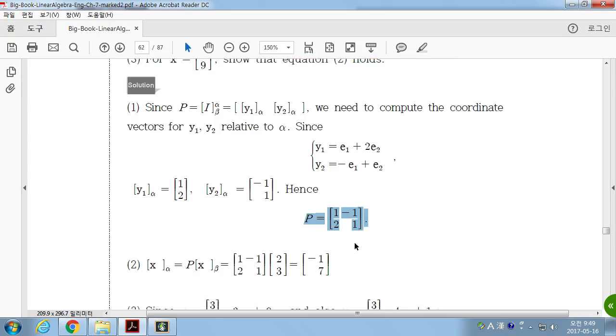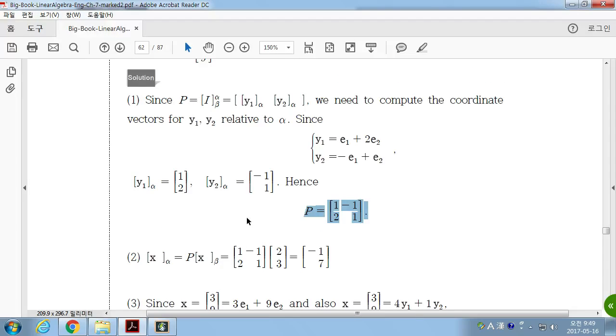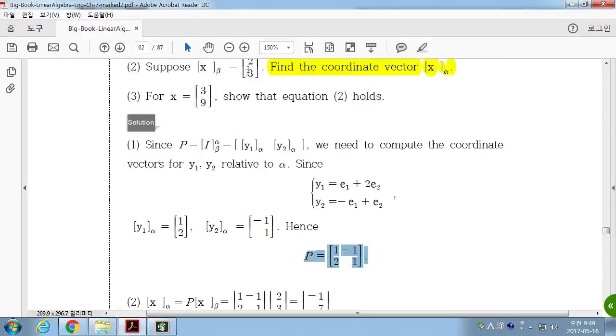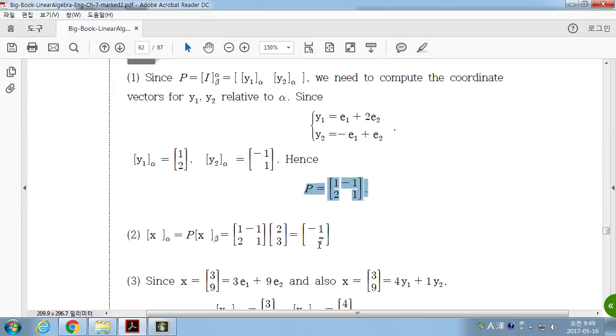Okay? Then what is the coordinate vector of X with respect to alpha? That's P times the coordinate vector of x with respect to beta. P is here, and this vector is (2, 3). So just multiply these two, matrix and vector, then we have (-1, 7). That's the answer. Okay? Clear? Okay? Question? Yeah.